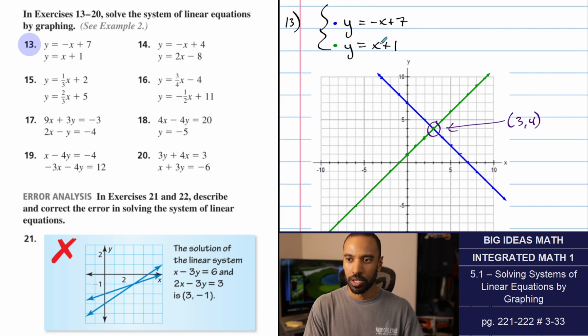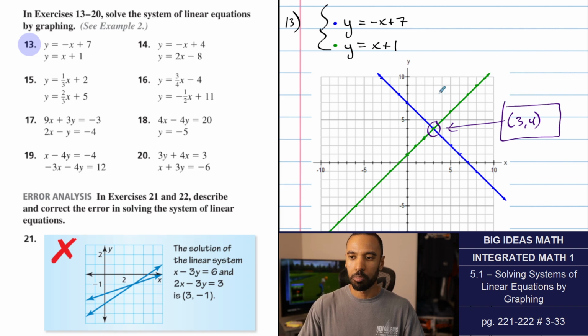We can double check this one. 3 plus 1 is 4. Negative 3 plus 7 is 4. Okay. All right, but hey, guys, that's the answer, right? Ordered pair. Ordered pair. Okay, number 14.